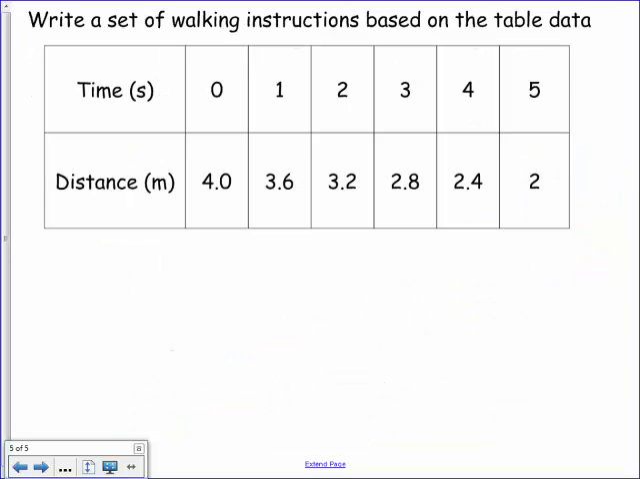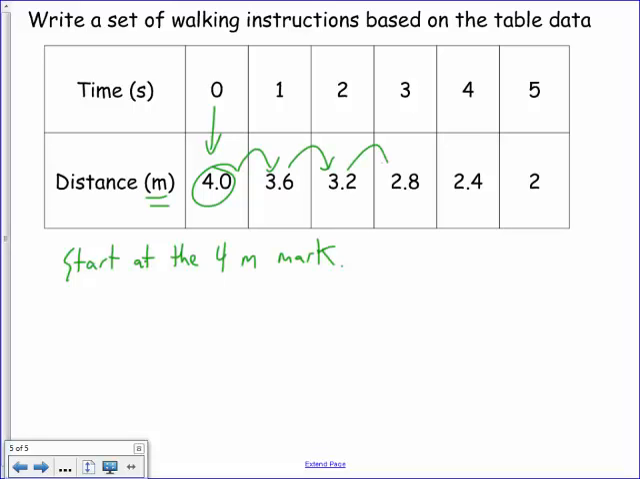All right, now let's write a setting, watching directions, kind of like we did back here with this table. So we're going to start where? Start at the 4 meter mark. Right, I can see that right here. That's where we're starting, 4 meters, and I can tell it's meters. And then what's happening? We're decreasing. We're traveling how many meters per second? It looks like 0.4, right, every single time.